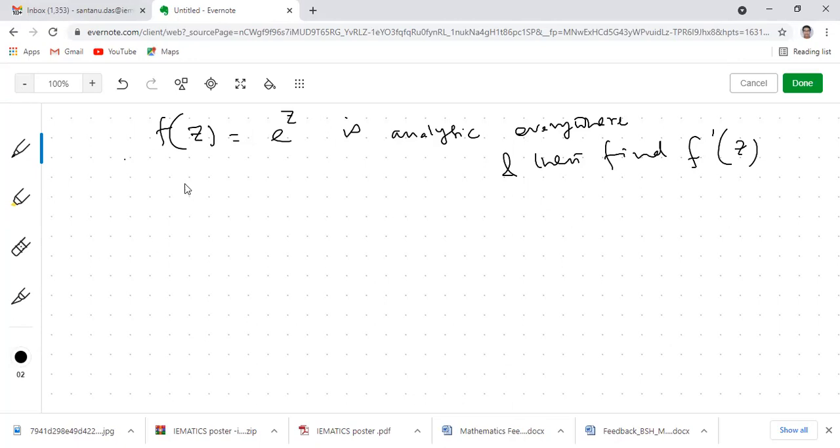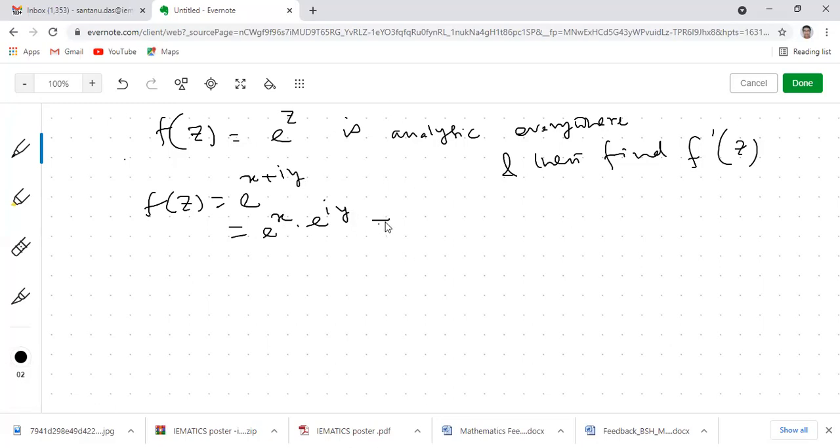In order to show that it is analytic, we need to use these two conditions. We need to verify whether these two criteria are valid or not. What are the two criteria? The four partial derivatives must be continuous and they must satisfy the Cauchy-Riemann equation. To show that they are satisfying the Cauchy-Riemann equation, we need to identify the real and imaginary part of that function. So we can write f(z) as e to the power z, which is e to the power x plus i y.